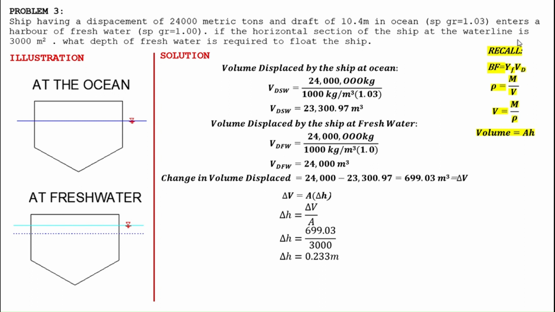Note that this is still not our final answer, since we are asked about the depth of fresh water required to float the ship. We also have to take note that we are given the draft of the ship in the ocean equal to 10.4 m. Again, by logic, the draft in fresh water is greater than that in the ocean, therefore we need to add the draft in the ocean to the change in draft in order to obtain the depth of fresh water required to float the ship. It should not be subtracted, since by doing so, it will make the draft lesser than the draft in the ocean that is denser, so it is not possible. Finally, the depth of fresh water required to float the ship is therefore equal to 10.633 meters.